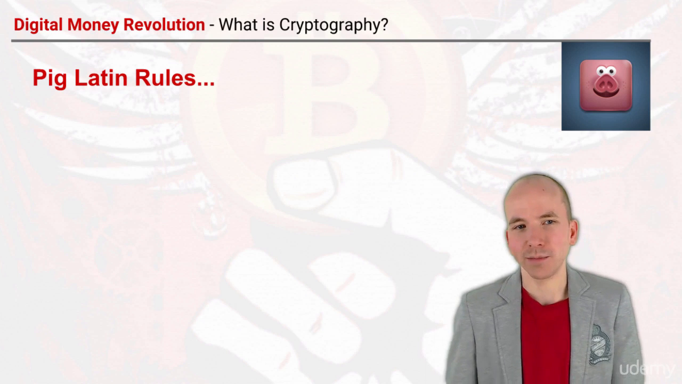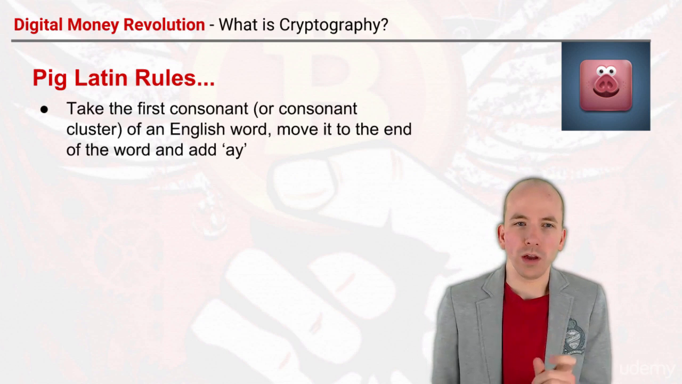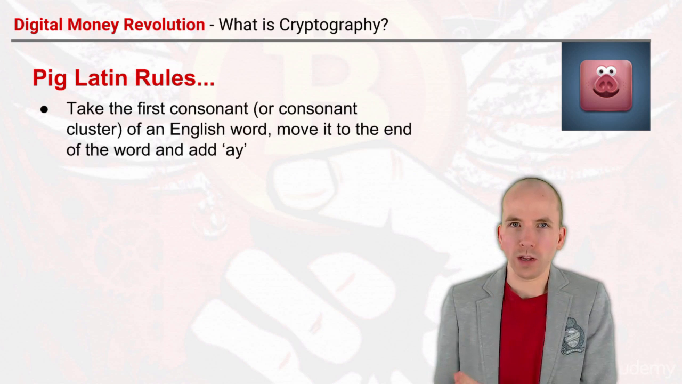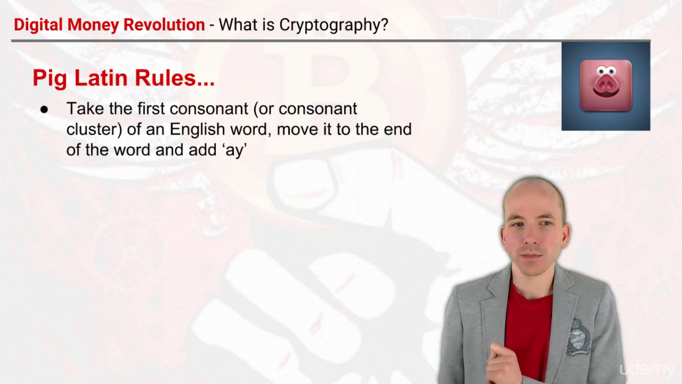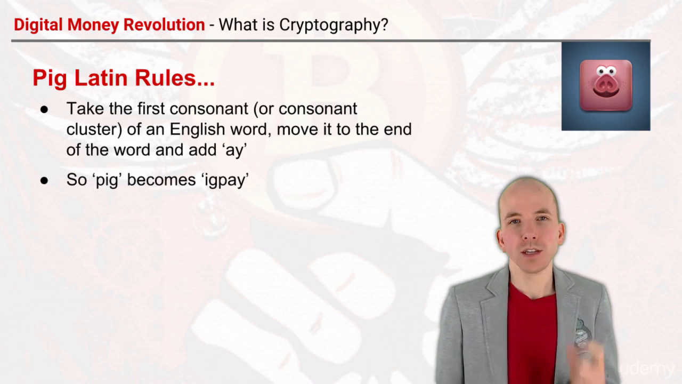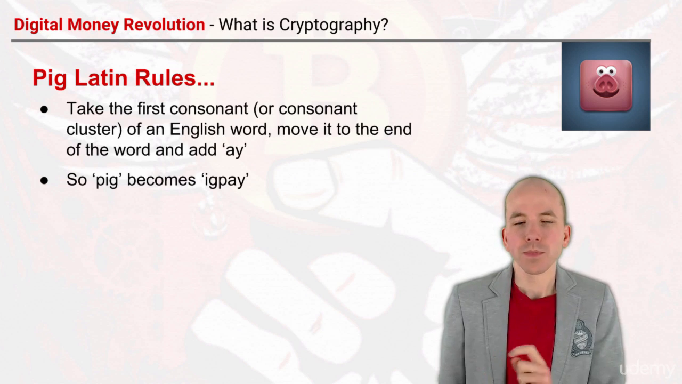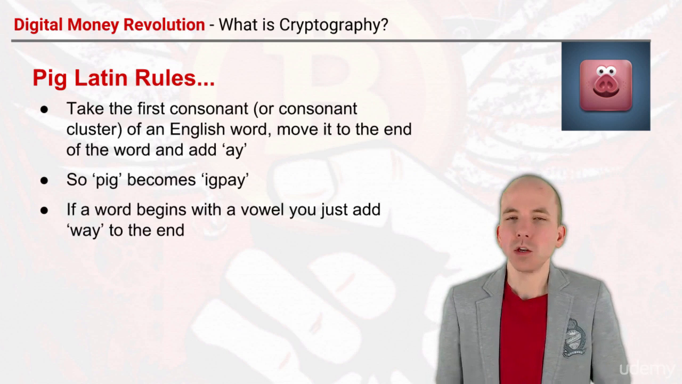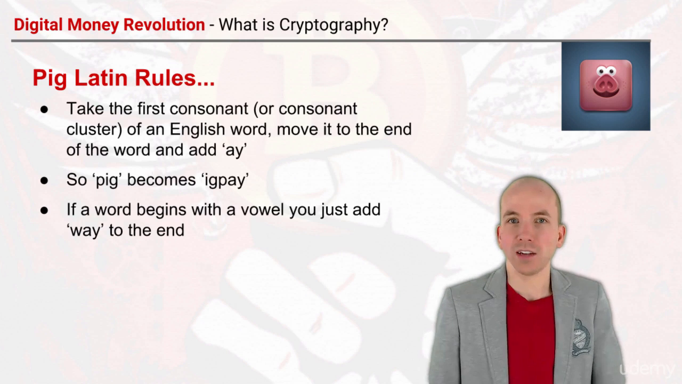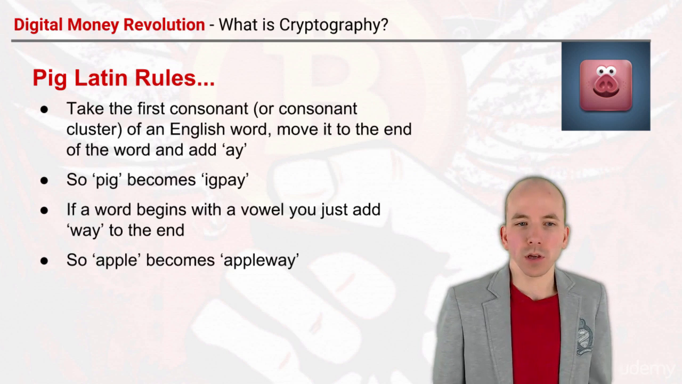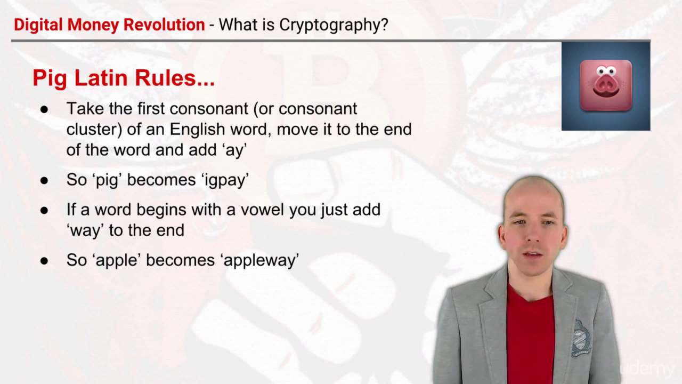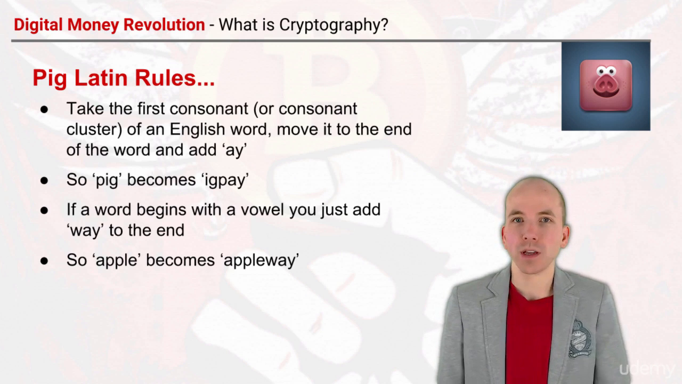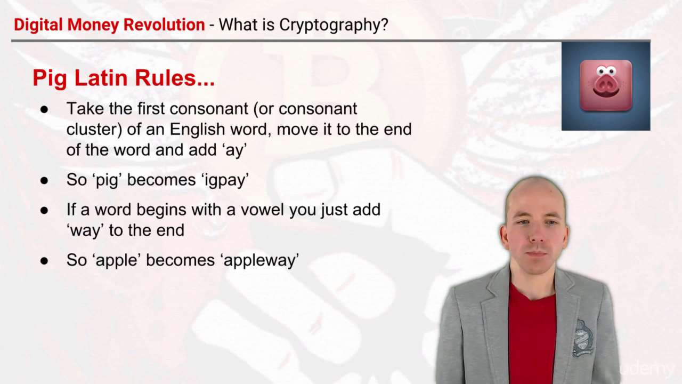So here are the rules of Pig Latin. You take the first consonant of a word and you move it to the end of the word, and then you add AY. So for example, the word pig, you'd take the P, put it at the very end of the word, and then you would add AY. So pig becomes igpay. Then, if the word begins with a vowel, then you just add WAY onto the end of the word. For example, apple, because that begins with a vowel, you don't move anything, you just put way on the end. So apple becomes appleway. So if I said pig apple, it becomes igpay appleway.